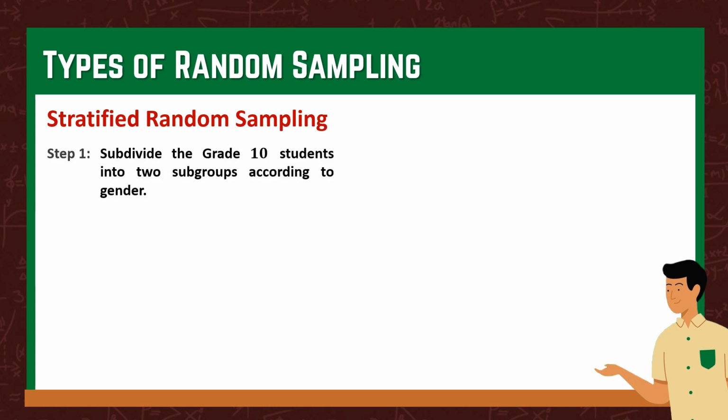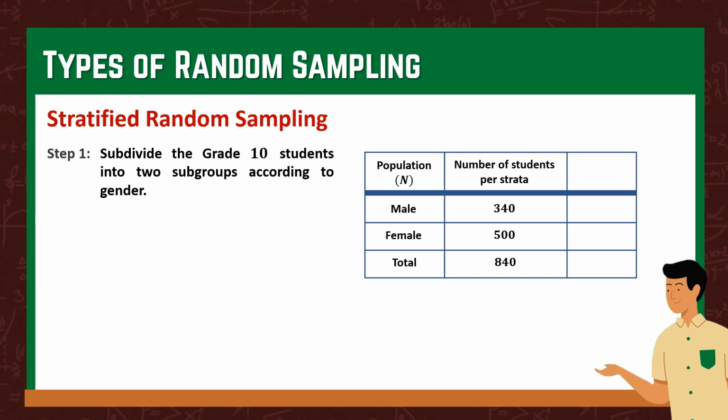Step 1. Subdivide the grade 10 students into two subgroups according to gender. So let's take a look at the table. We have population and number of students per strata. We have male, 340 students, female, 500 students for a total of 840 students.